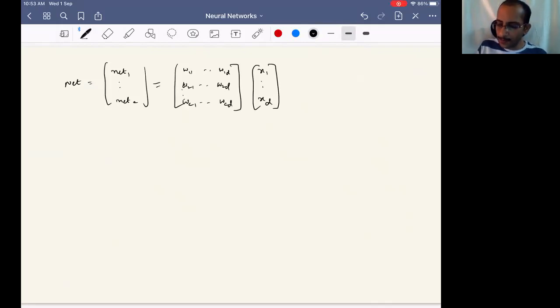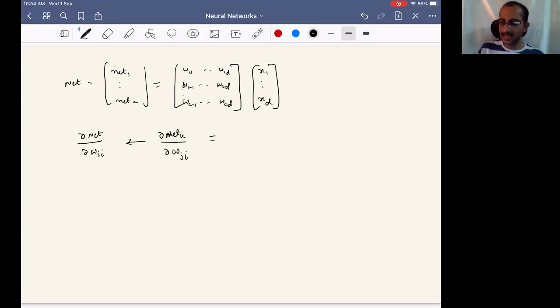Now the question is, we want to find dou net by dou Wji. Net is a vector, so before finding this, I want to find dou net k by dou Wji, to simplify my computation. So now, can you tell me what is dou net k by dou Wji?